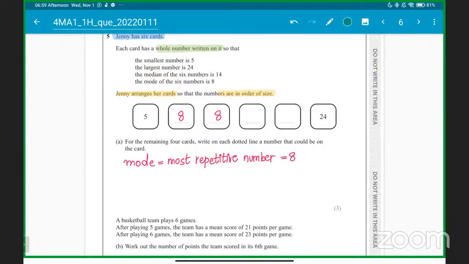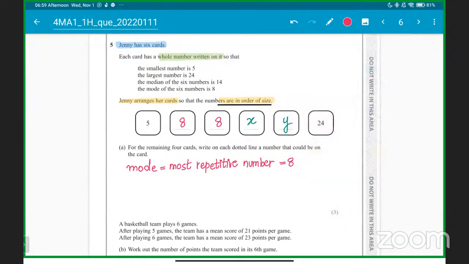Next, what about this number? Let's call this X and let's call this Y, because these are already in order of size. Next, we take the help of median. Sir, median is the middle value. Okay, median is the middle value. So how do we do it? Middle value means that we cancel this one, this one, this one, this one. So we are left with these 2 numbers. They're already telling us the median, the middle value, that is 14.